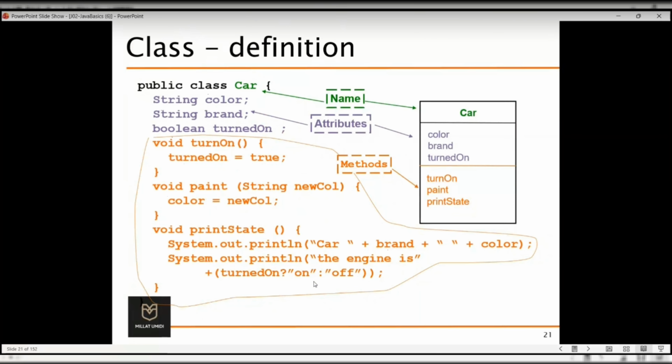Here it's like an if statement, a shorter form. We had a turned on attribute, and it had a value type of boolean. So if it's true, it will print out on. If not, it will print off. Here we haven't called the method yet, but if we call turn on, turned on will be set to true. So the engine is on will be written if turned on is equal to the value true.